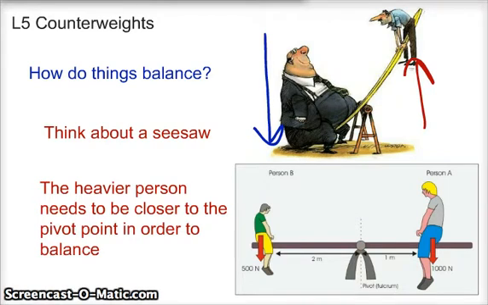So if we look at the picture down here on the right, we can see that the heavier person is indeed closer to the pivot point than the lighter person, so that the lighter person's force is magnified to counter the weight of the heavier person, and the seesaw is now back in balance.